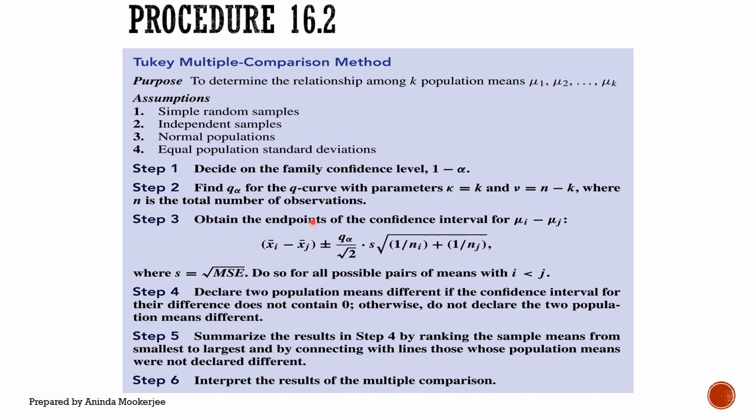So we are not provided the table for the Q distribution, but it's kind of similar to the F distribution, right? And then once we find our Q of alpha, we go on to step three of finding the endpoints of the different confidence intervals. So this is the formula for that. And finally, we declare two population means different if the confidence interval for their difference does not contain zero. Otherwise, do not declare the two population means different.